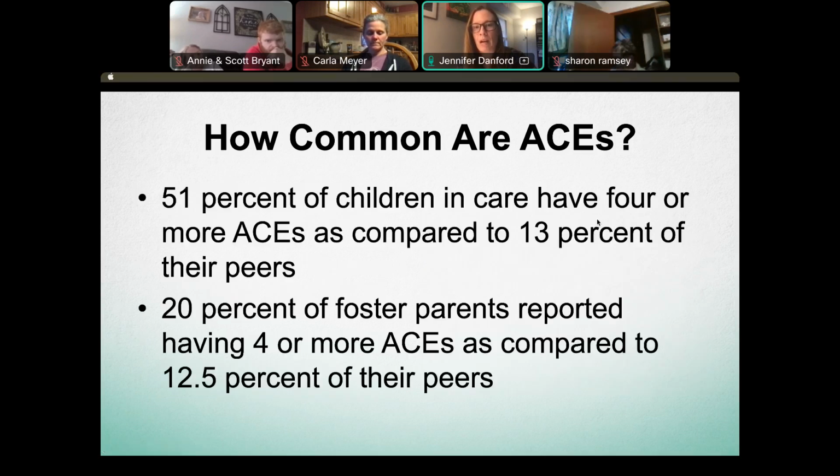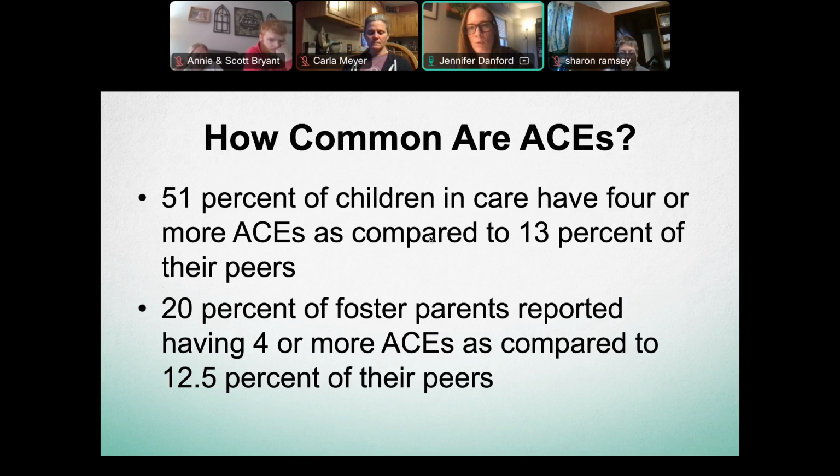51% of kids in care, however, have 4 or more, compared to 13% of their peers. Also interesting that 20% of our foster parents have 4 or more compared to 12.5% of their peers. So you guys also have a higher rate of ACEs, which I think is true for anyone in the helping profession. I think we see larger amounts of trauma, but being aware of that is helpful.